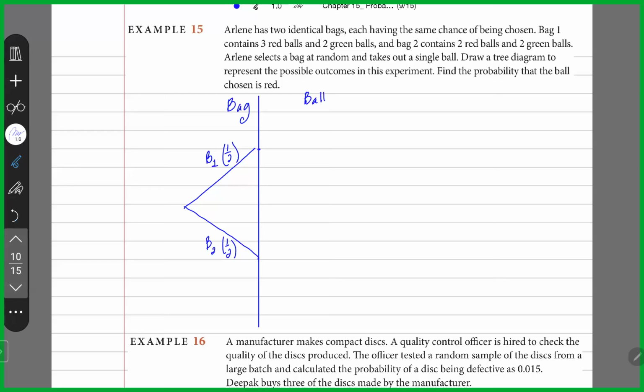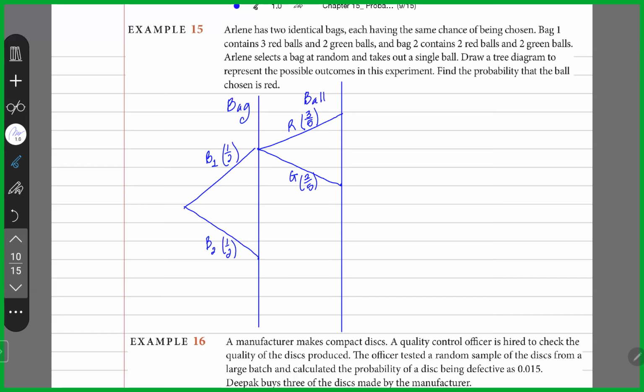And you could either select a red ball or you could select a green ball. So you have red and you have green. In bag one, there are 3 red and 2 green. So the probability of getting a red is 3 out of 5, and the probability of getting a green is 2 out of 5.